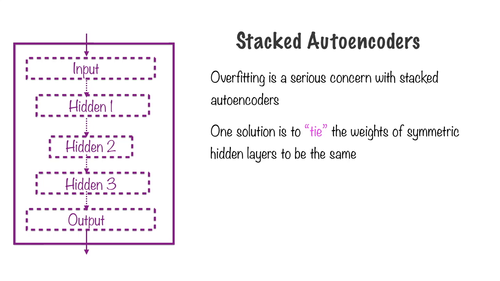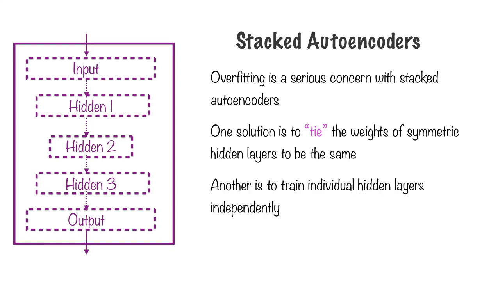One solution is to tie the weights of symmetric hidden layers so that they are exactly the same. Here, notice that hidden layer 1 and hidden layer 3 are symmetric. You can force them to have the same weights and biases. This is one way of constraining the network so that your autoencoder doesn't overfit the training data.